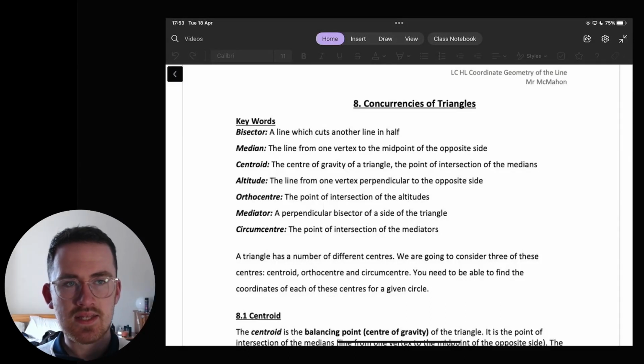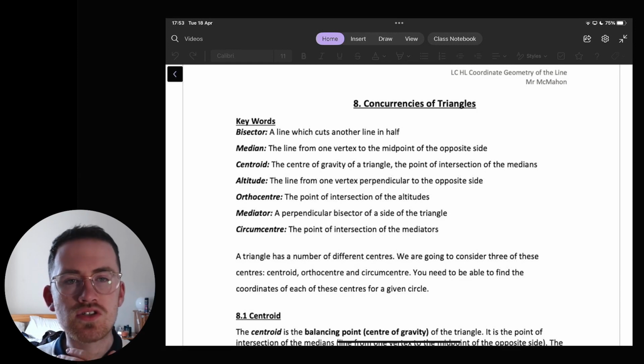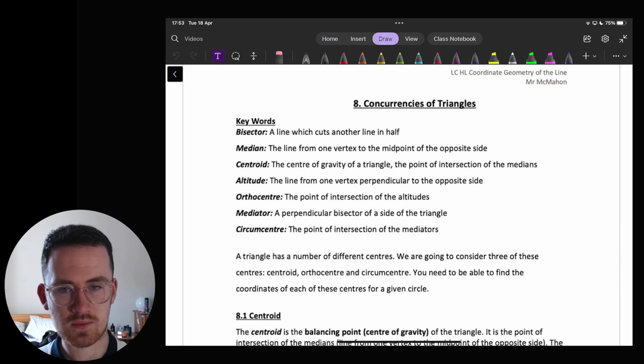We're going to look at the concurrencies, or the centers of triangles, in this video. We have a few words that we need to set out first. Starting off, a bisector is a line which cuts another line in half, so it bisects it. A median then is the line from one vertex to the midpoint of the opposite side. Okay, so that's going to come up later for us.